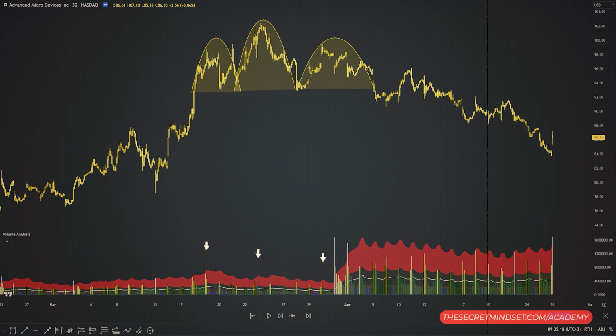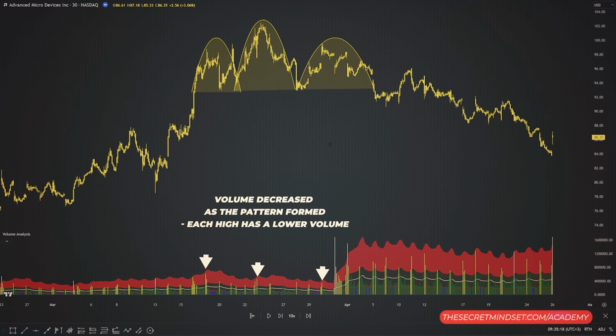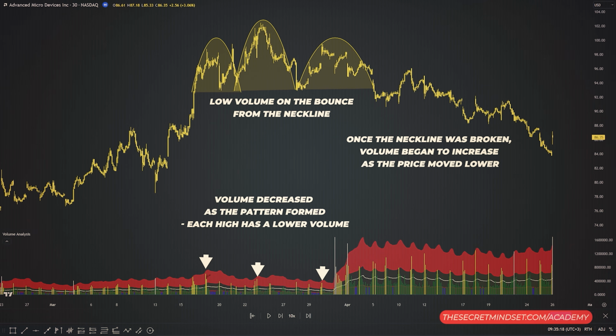Observe how volume decreased as the pattern formed. The volume under the head is low compared to the rally that preceded it. In fact, volume is extremely low on this bounce from the neckline. Once the neckline was broken, volume began to increase as the price moved lower. In fact, it started to increase prior to the breakout, which confirms the selling pressure.